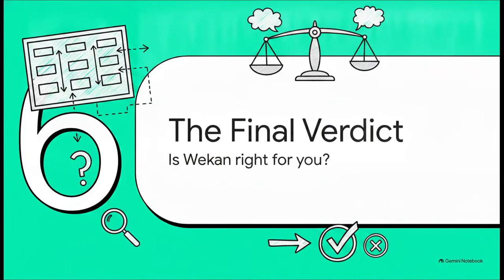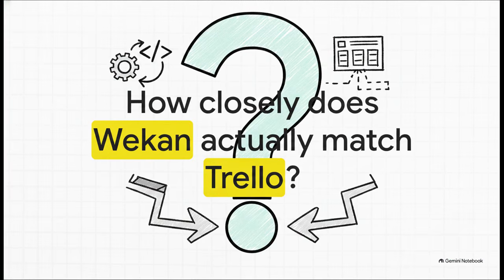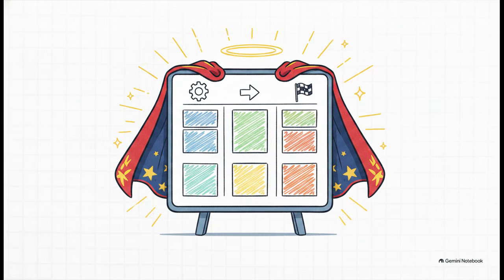Section 6. The final verdict. Is Wekan right for you? Let's bring all this information together for one final objective assessment. You know, the single most frequent question teams ask before pulling the trigger is this: how closely does Wekan actually match Trello in the real world? Well, the answer is clear. Very closely. For core functionality, it is without a doubt the most direct open-source Trello alternative available today.